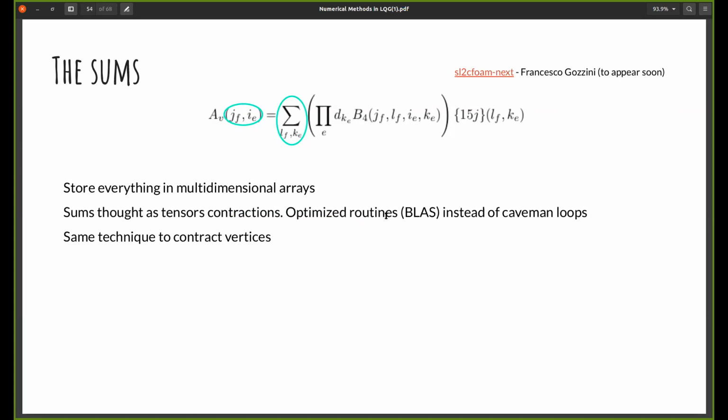You do it as tensor contractions, and there are optimized routines to do that. And it's very fast, very efficient, nice. Okay.